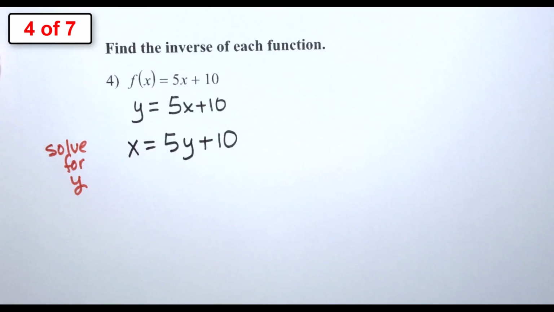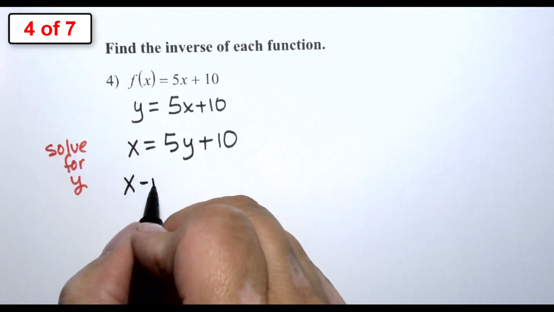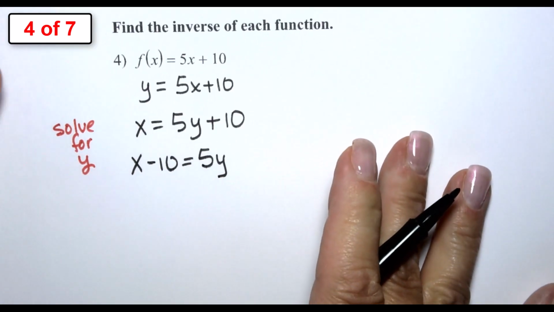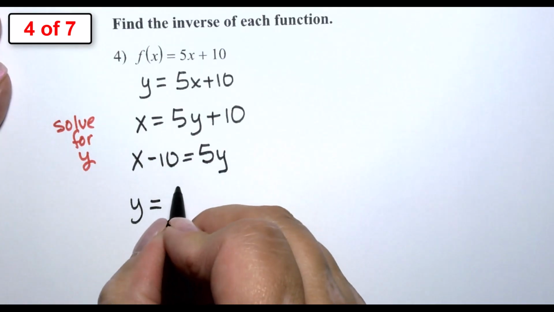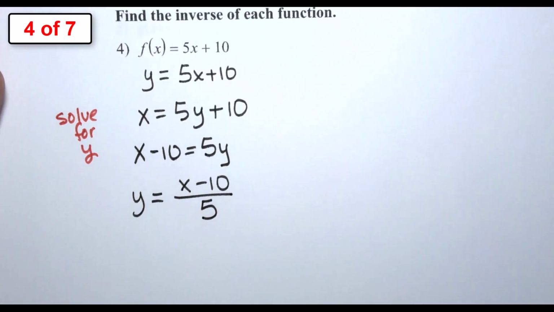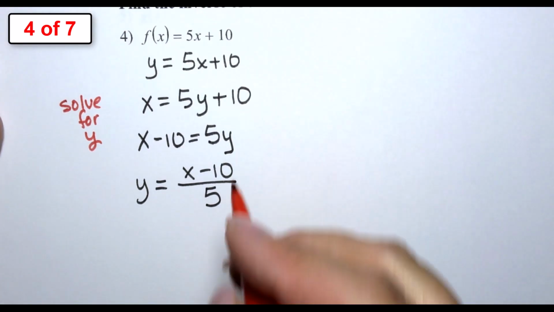So for this one, I'm going to start by subtracting 10 from both sides. Then my next step would be to divide both sides by 5. I'll do that all in one step and then flip it over so y comes up in front. This is a good answer right here.